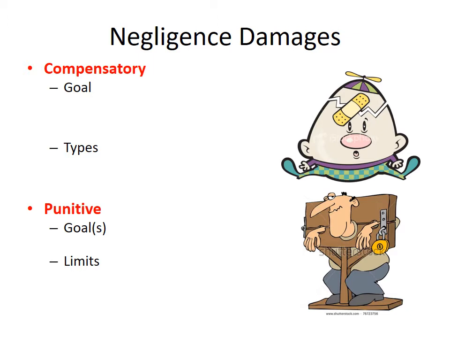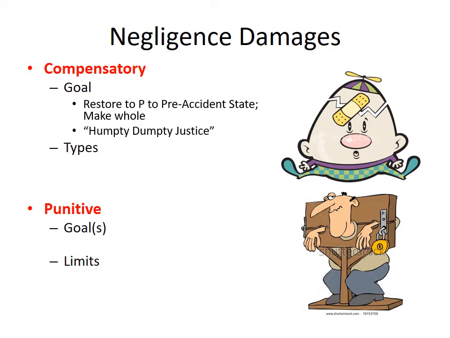Compensatory damages are designed, as the name suggests, to compensate the plaintiff for the plaintiff's injuries. The goal really is to try to put the plaintiff back in the position that he or she was in before the accident occurred. I like to think of this as a kind of Humpty Dumpty justice. Remember there, all the king's horses and all the king's men tried to put Humpty Dumpty back together after he fell off the wall. That's what we try to do in torts.